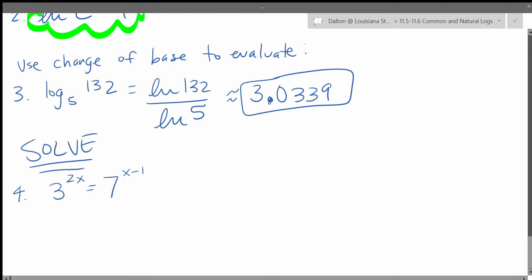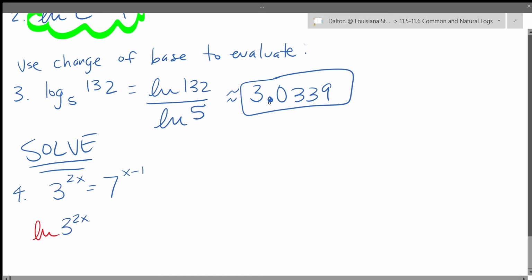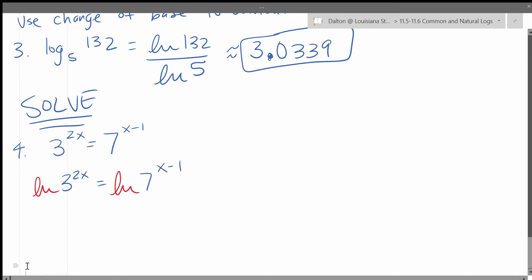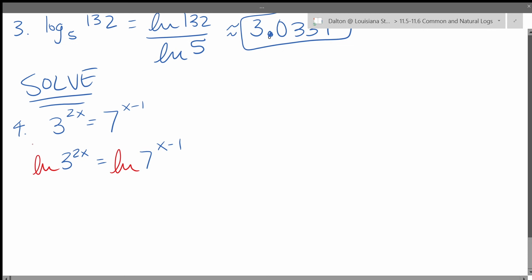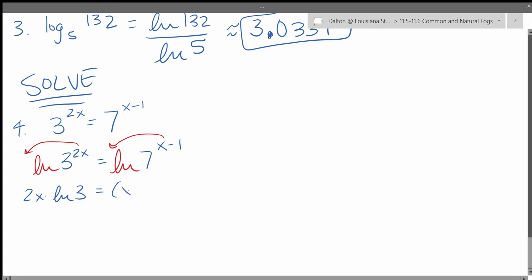So if my variables are in the exponents right now, I'm going to go ahead and take the natural log of both sides. So the natural log of 3 to the 2x power is equal to the natural log of 7 to the x minus 1 power. And then our exponent rules still apply. So like the logarithmic rules, if I have the natural log of something and then it's to a power, then these powers by rule drop down up front, leaving us with 2x times the natural log of 3 equals, in parentheses, x minus 1 times the natural log of 7.